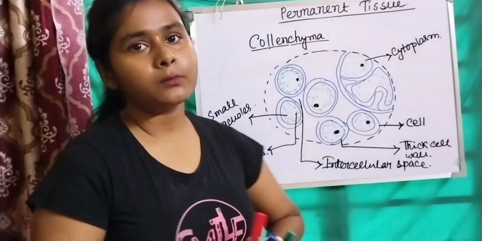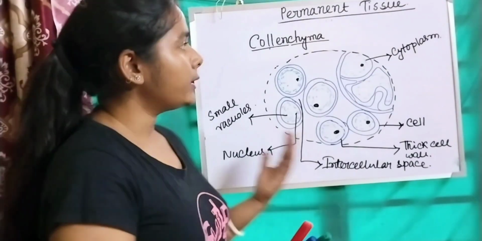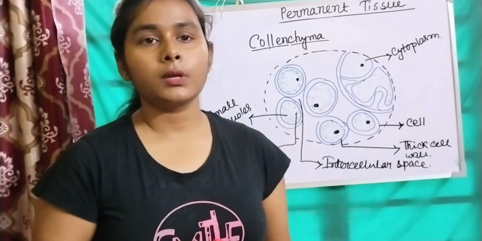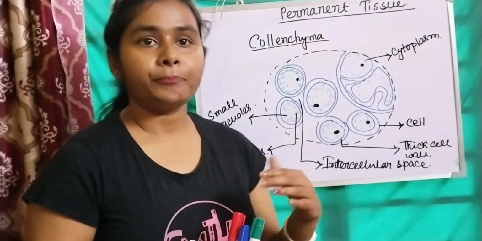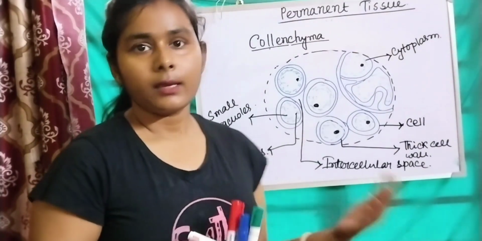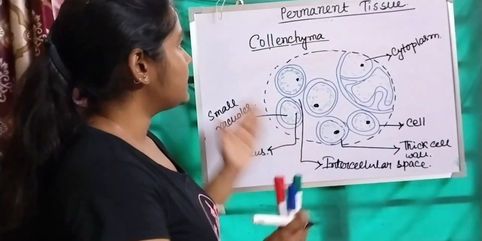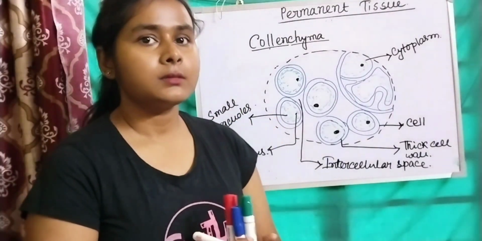What is the function of the collenchyma tissue? Collenchyma tissue helps to store food. It also helps in the transportation of food, etc. Okay, so this is the structure of the collenchyma tissue.